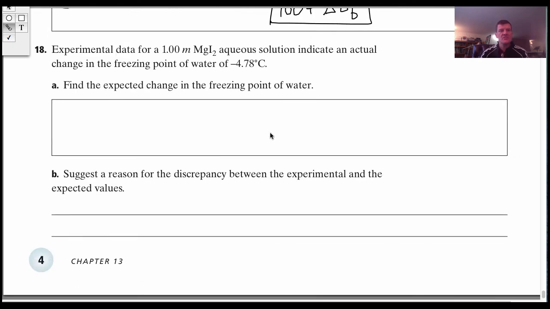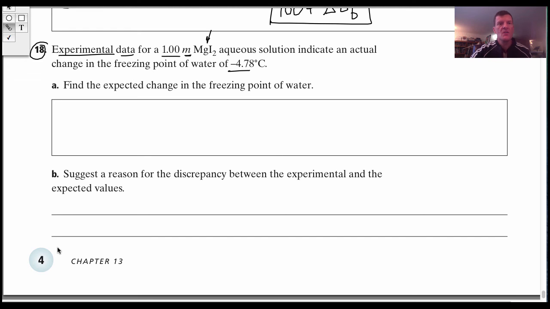And the last question, we made it. Number 18, experimental data for a 1 molal magnesium iodide aqueous solution indicate an actual change in the freezing point of -4.78. Okay? Find the expected change in the freezing point of water, and then B, suggest a reason for the discrepancy between the experimental and the expected values.